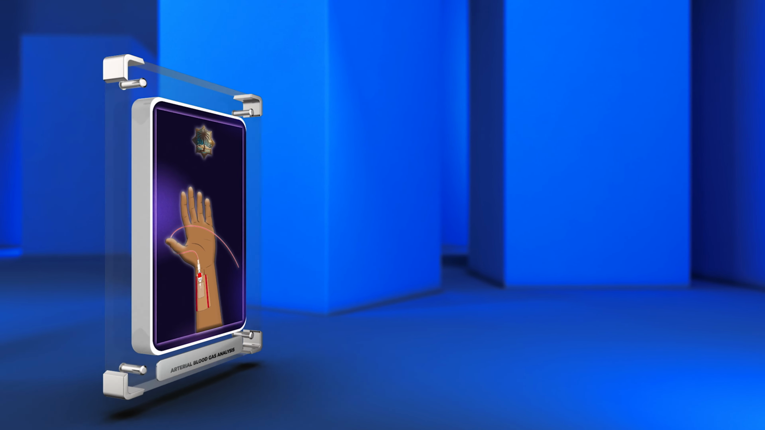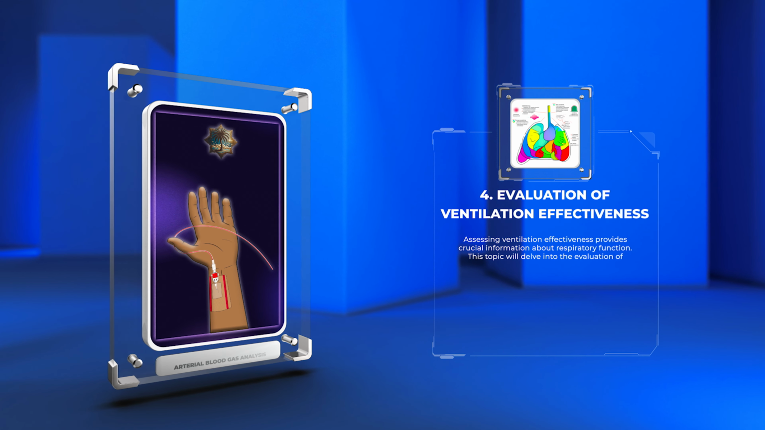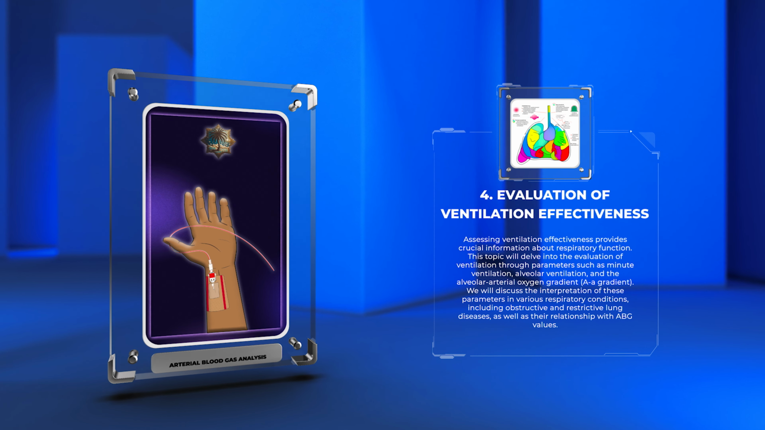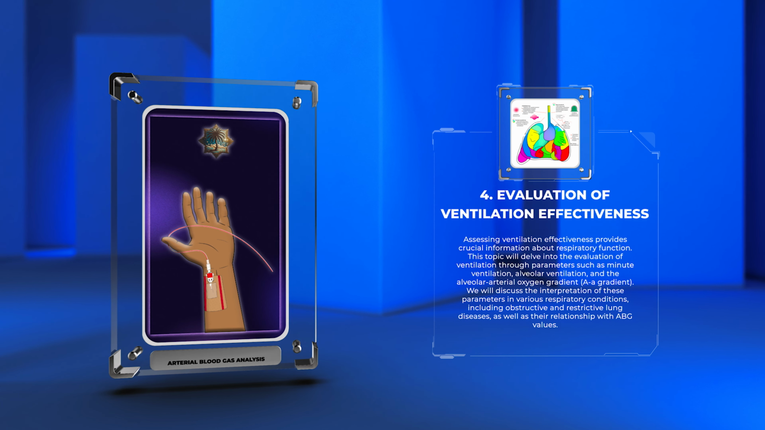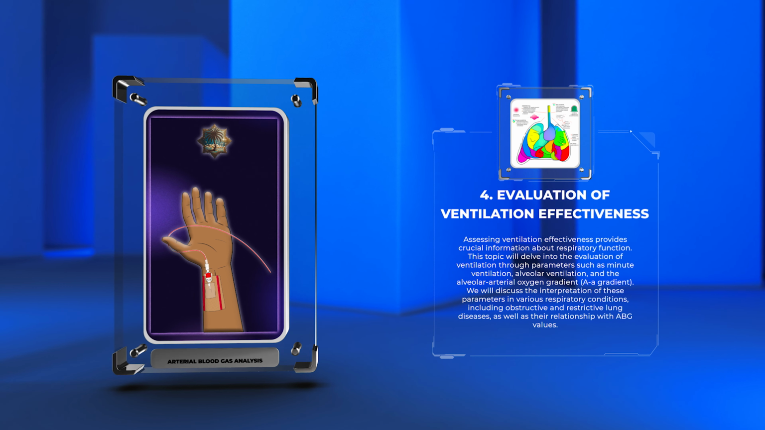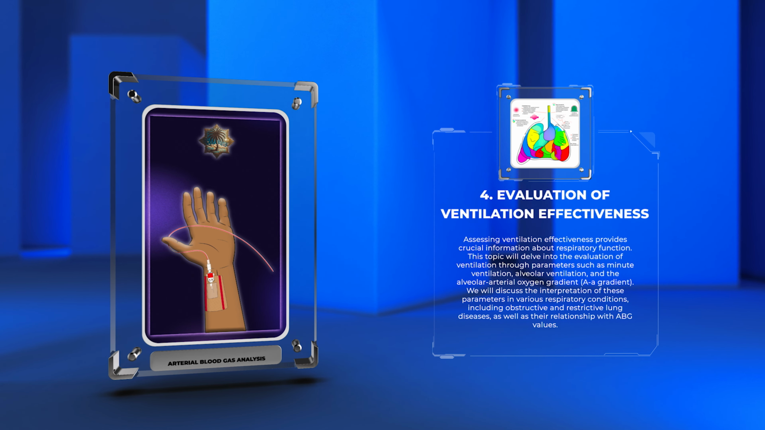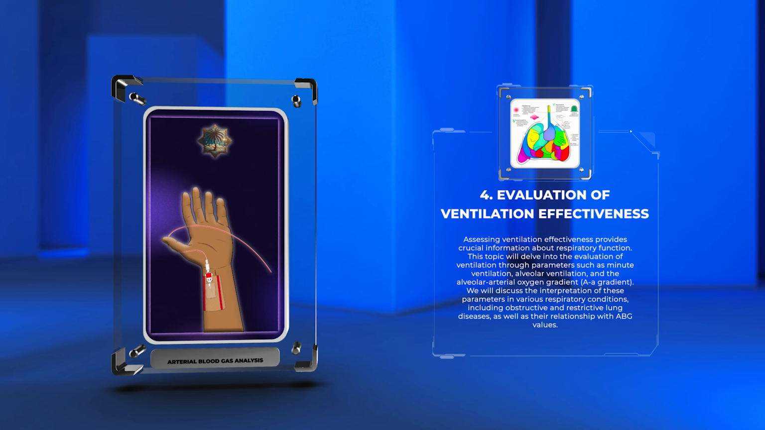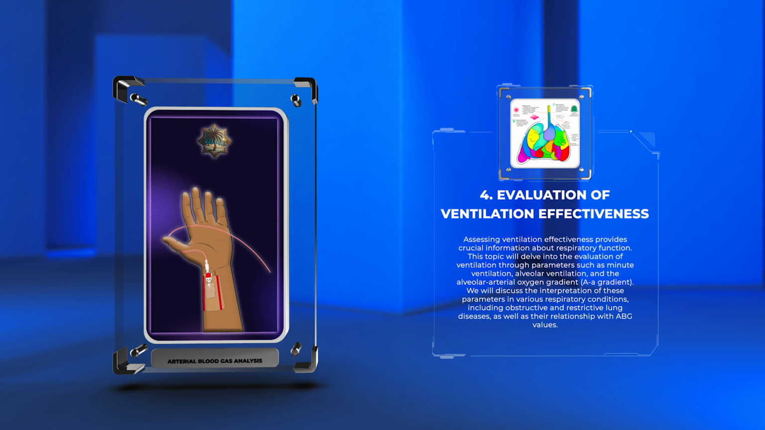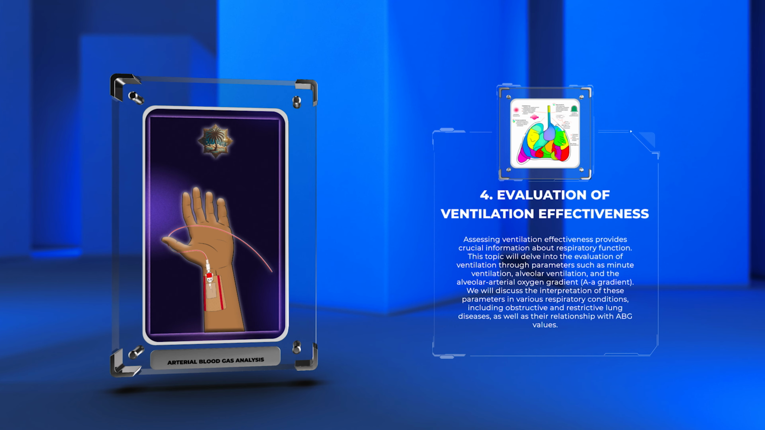Assessing ventilation effectiveness provides crucial information about respiratory function. This topic will delve into the evaluation of ventilation through parameters such as minute ventilation, alveolar ventilation, and the alveolar arterial oxygen gradient, AA gradient. We will discuss the interpretation of these parameters in various respiratory conditions, including obstructive and restrictive lung diseases, as well as their relationship with ABG values.